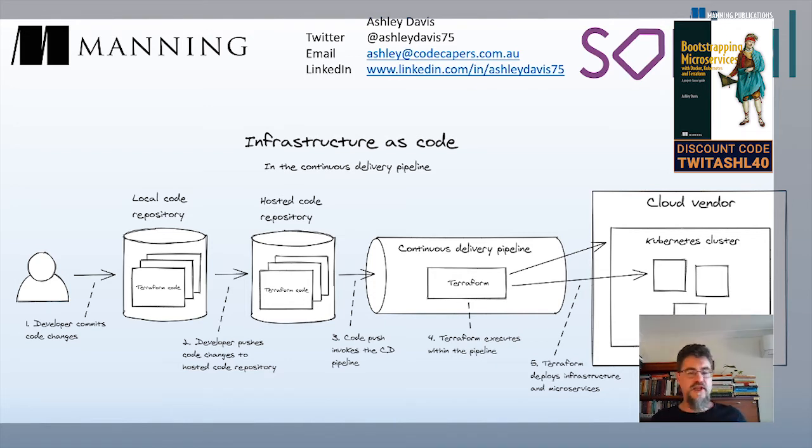This diagram shows where we'd like to end up with infrastructure as code. You can see the developer here on the left is writing and testing their code locally, and they're committing code to their local Git repository. When they push code, their hosted repository is automatically triggering the continuous delivery pipeline. In this example, we're using Terraform inside the pipeline. It's running the code and it's creating or updating the infrastructure in the cloud. Terraform's not the only tool you could use here. You could build your own tools. There's other tools you could use.